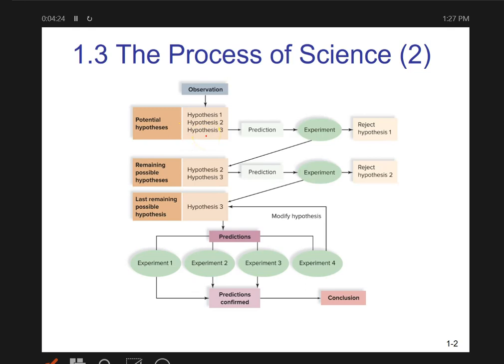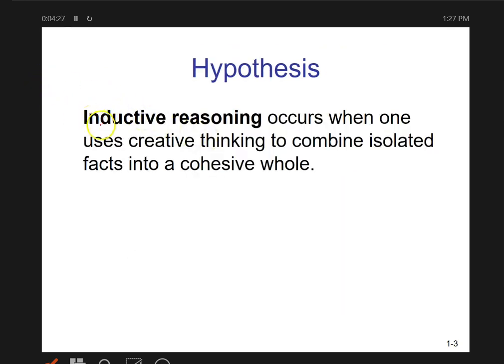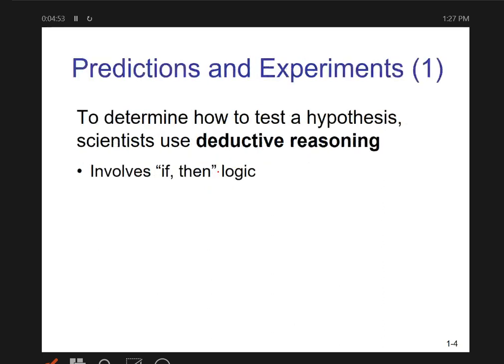But before this, let's see another term, and that's called inductive reasoning. So based on the observation, based on the reasoning, based on some of the earlier readings that you've come across, or hearing things, you combine all that information, do some kind of creative thinking, and you combine and come into a cohesive whole statement, and that would be, of course, your hypothesis.